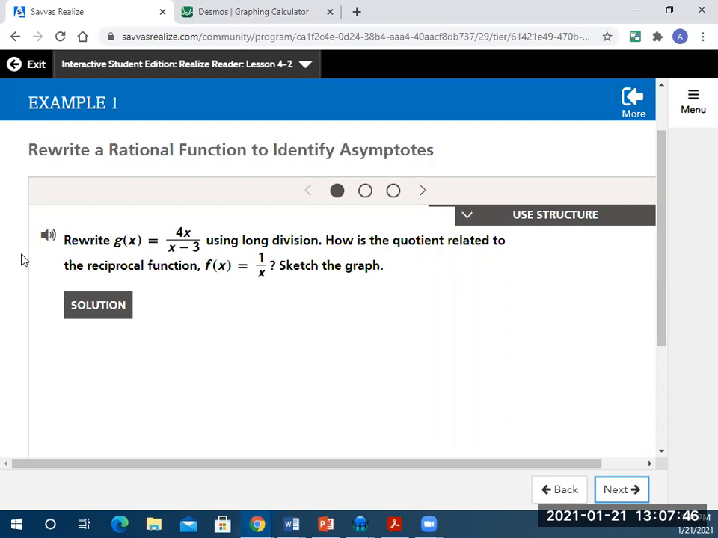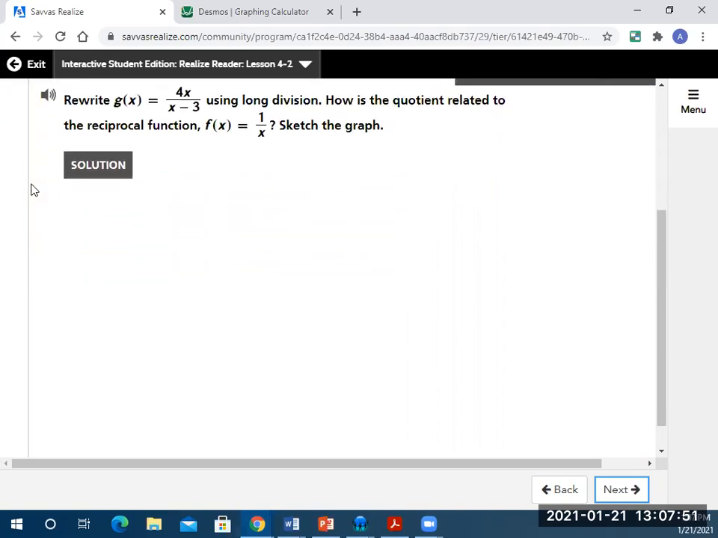So in this example, I want to show you guys a couple of things first. This tells us to rewrite the function g of x using long division. And then how is the quotient related to the reciprocal function f of x equals 1 over x? So it's asking us what the transformations are. Who remembers long division?